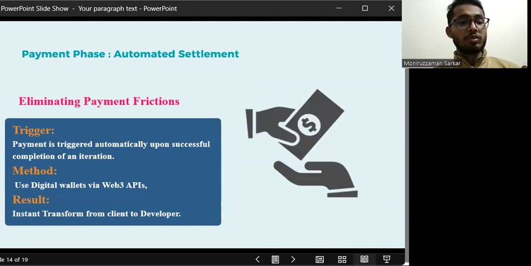In the trigger phase, payment is triggered automatically upon successful completion of the integration. And in the method phase, it uses digital wallets for very fast transactions. And for this, there is no unauthorized access or any transaction failure.